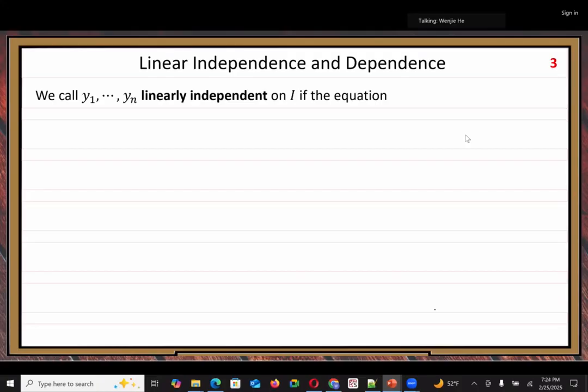Just to get n different functions, just give us n different functions, we can check if they are linearly independent. Nothing to do with any ODE. N arbitrary functions, y1 through yn, we can define whether they are linearly independent or not. All right. The definition is like this.